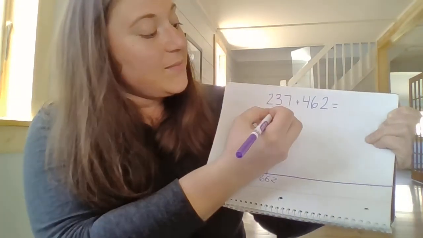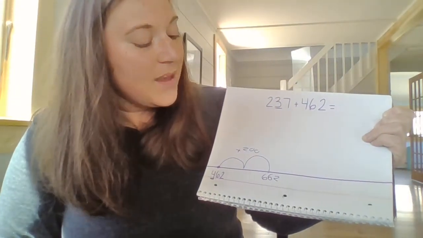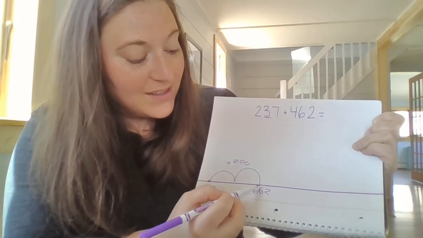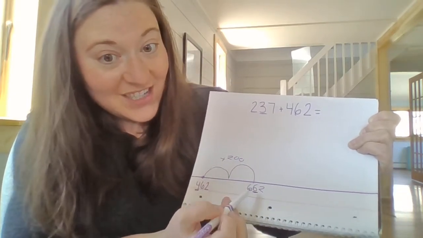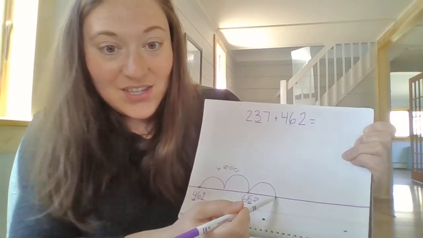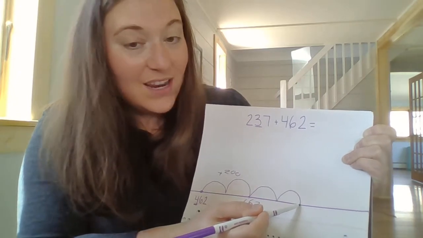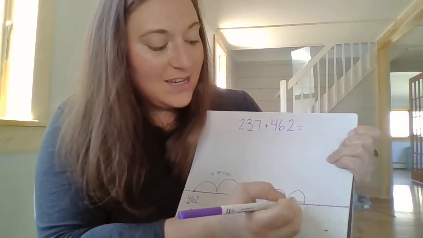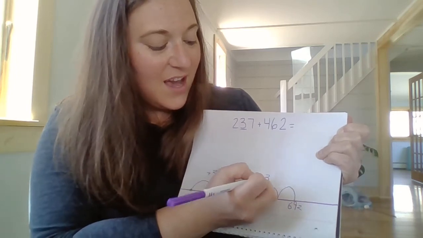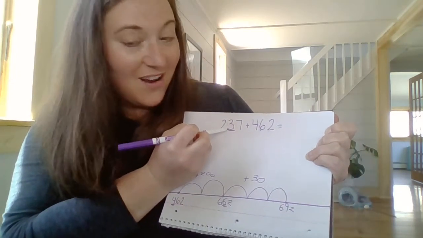Now we move to our tens place, 30. That's 3 jumps of 10. So that means this number will change our tens place. 662 plus 10 is 672, 682, 692. And then I write plus 30 on the top to show that we have done our tens place.